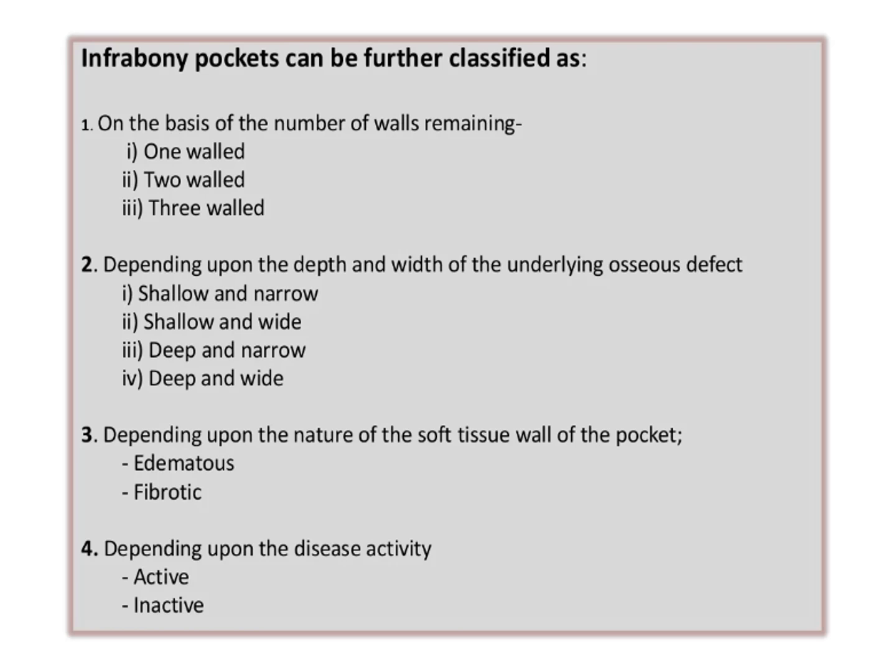Another classification is depending upon the nature of the soft tissue wall, it can be an edematous and a fibrotic pocket. Edematous, as the name suggests, it will be soft and edematous. Fibrotic, there is a shift from the edematous component to a fibrotic, because we know that the disease is in a quiescent stage. So in a quiescent stage, there will be deposition of fibers of the reparative activity that is taking place, and this reparative activity will lead to the pocket being converted into a fibrotic component.